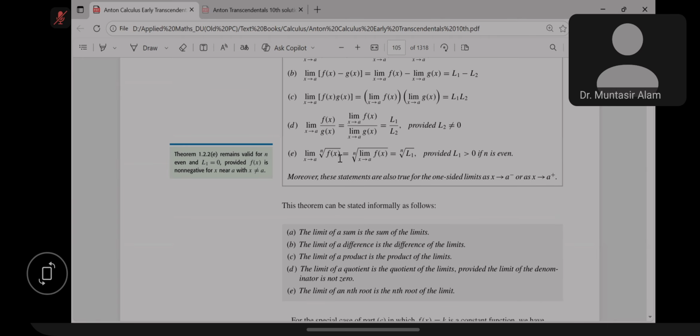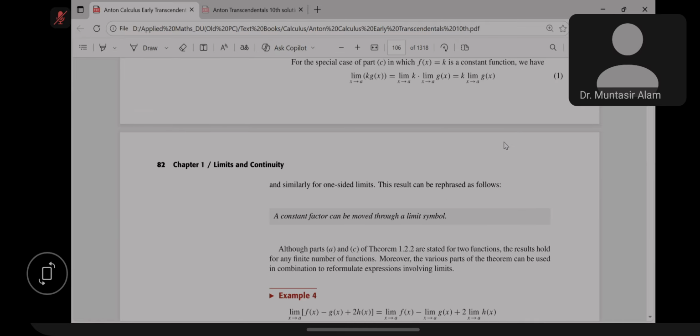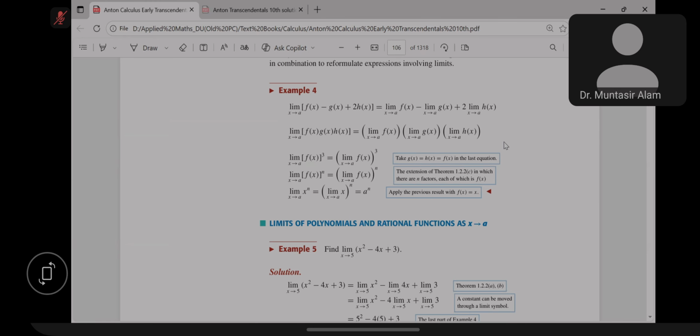And similarly, part E, this is easily understandable. Okay, taking the limit of the nth root function is the same as taking the limit and then making its nth root; it gives you the same value. All right. So based on the theorems we studied here, we can solve the following examples.